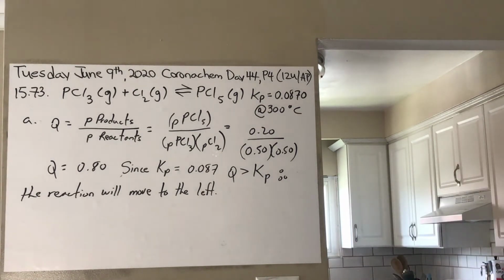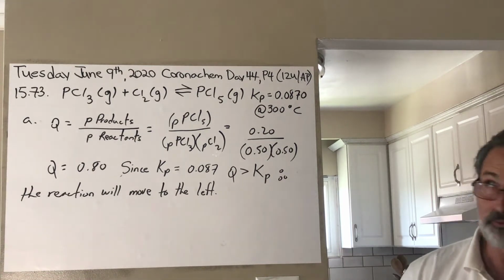1573 asks: the reaction of PCl3 plus chlorine gas to give PCl5 gas, phosphorus pentachloride, has a Kp of 0.0870 at 300 degrees Celsius. A flask is charged with 0.5 atmospheres of PCl3, 0.5 atmospheres of chlorine, and 0.2 atmospheres of PCl5 at this temperature. A. Use the reaction quotient to determine the direction the reaction must proceed in order to reach equilibrium.